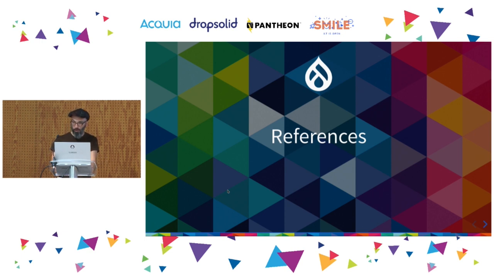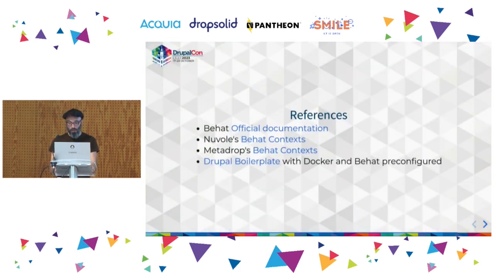And that's all for the exercises. I would like to add some references. Here you have the Behat official documentation. It's very interesting. You have a lot of information there. Also, in this setup, I have used two sets of contexts. One is from Nuboles. It's a Drupal company that provides Behat context to use. So that means a lot of steps that you can use. And also our own Behat context from MetaDrop, that is an extension of Nuboles, so some things that they don't provide, we provide on top of that.